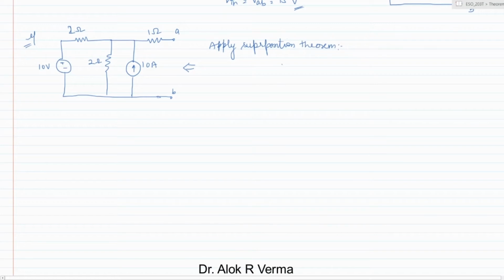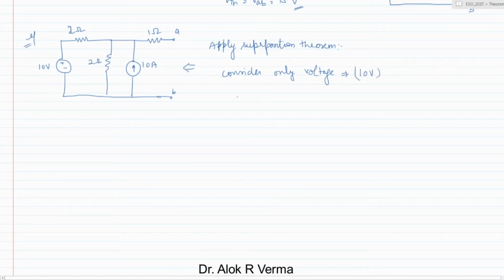If we apply the superposition theorem, we'll be considering the sources one by one. So consider only the voltage source. While considering the voltage source, we can consider only the 10 volt.